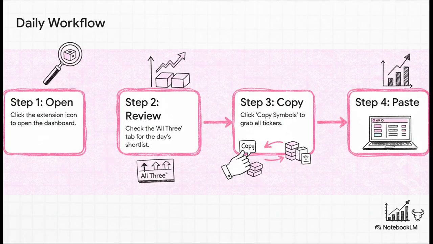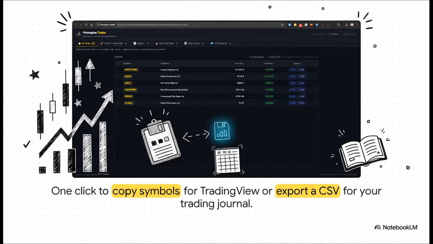It's that simple. And here's a closer look at how that works. The Copy Symbols button formats all the tickers perfectly for TradingView's bulk import feature. And for those of you who keep detailed records, the Export CSV button lets you download the list for your trading journal or spreadsheet. It's all about eliminating those manual steps.